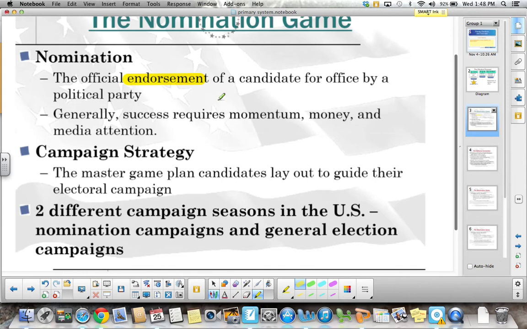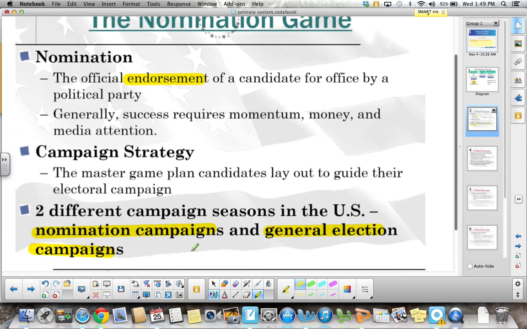There are different types of strategies involved in elections, but we want to make sure we understand there are 2 different types of campaigning because we have 2 different types of elections. The first is the nomination campaign. That's the January through June, the time when the political parties are picking who they select. And the next one is the general election campaign, getting ready for that final end-all election.